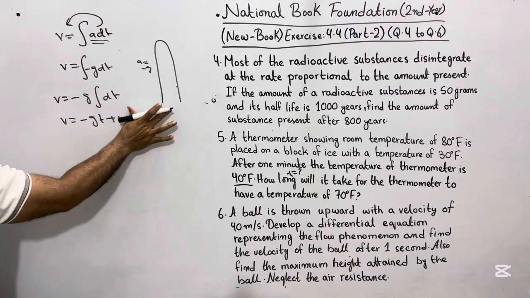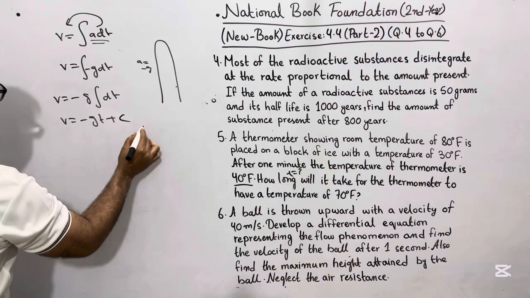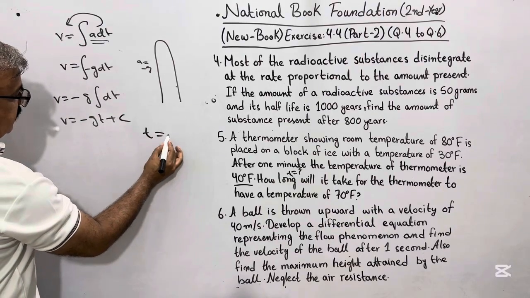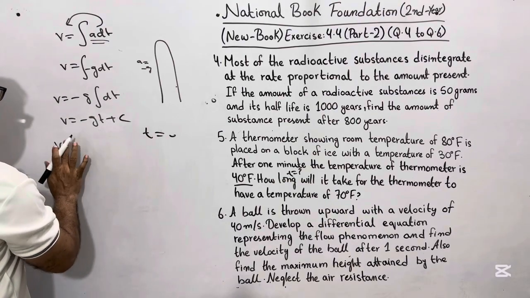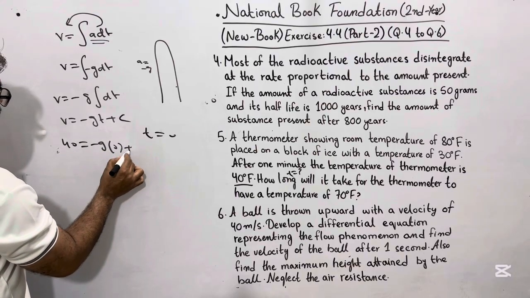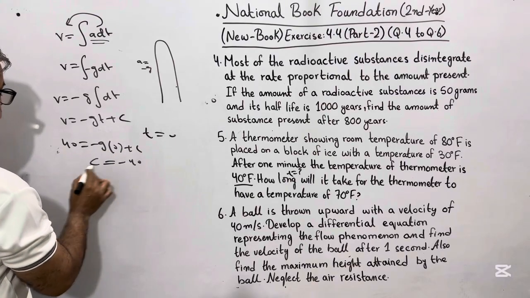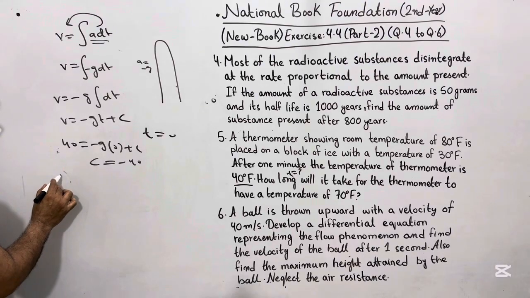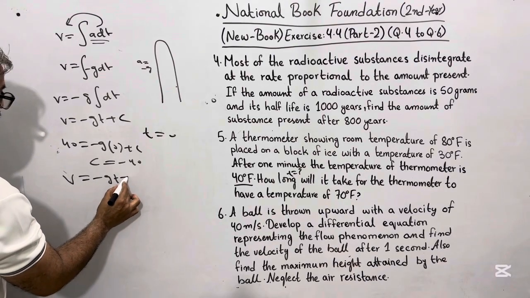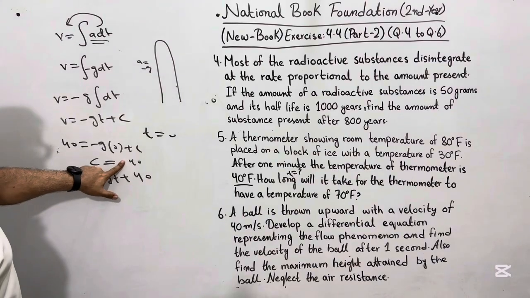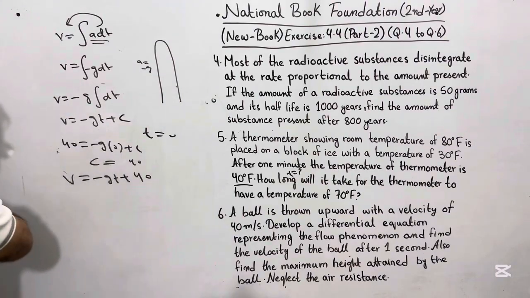Now minus gt plus c. At the start, velocity is 40 meters per second. Initially, at the outset, t is equal to 0. We have velocity equal to 40, minus g times 0 plus c. So our equation looks like minus gt plus 40. C is 40, only 40, not minus 40.